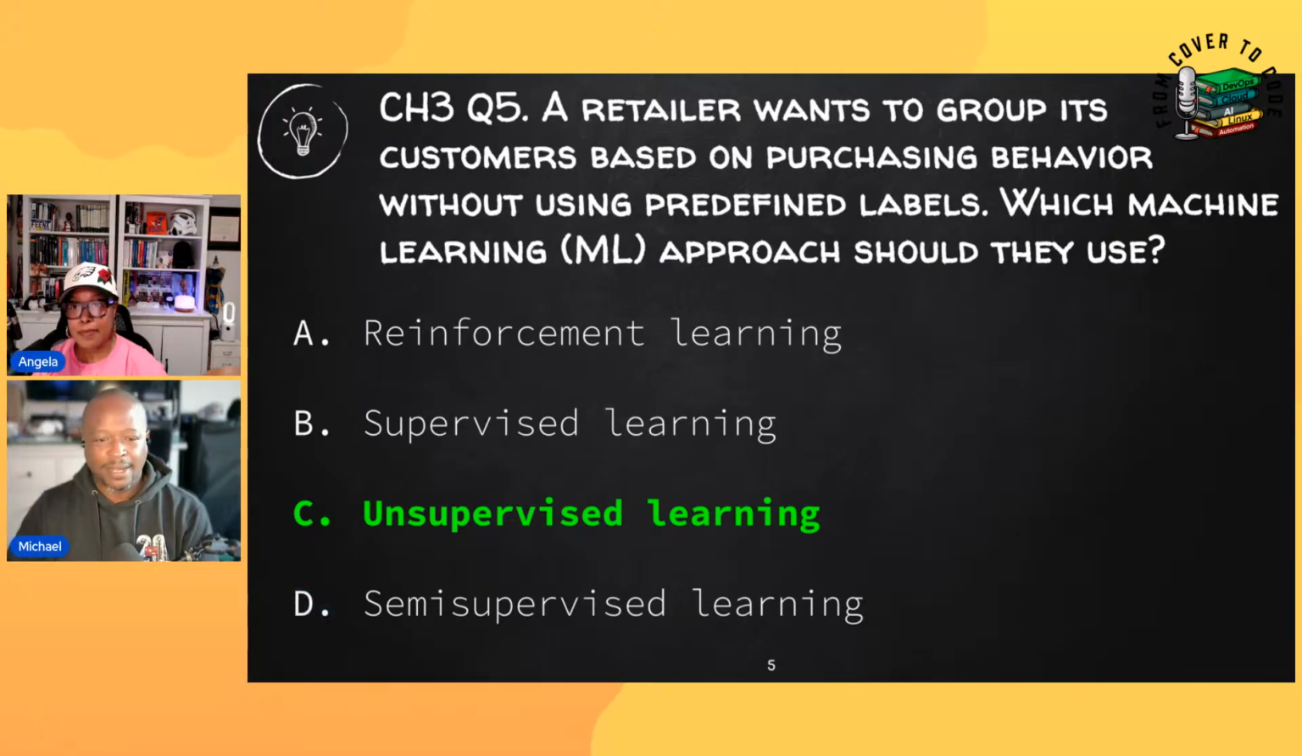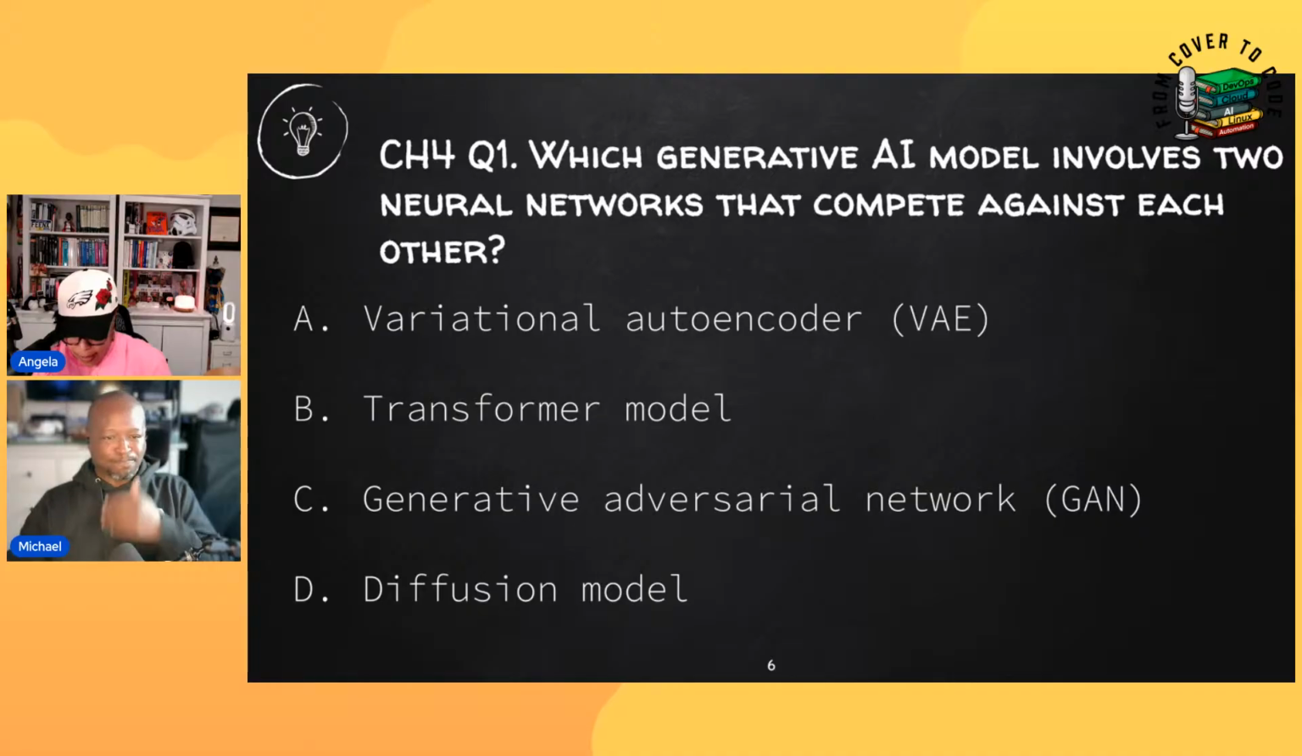Okay. Cool. Let's go to the next question. We're getting into chapter 4 now. Chapter 4, question 1. Which generative AI model involves 2 neural networks that compete against each other? A, variational autoencoder. Oh, we just talked about that. B, the transformer model. C, generative adversarial network. Or D, the diffusion model.